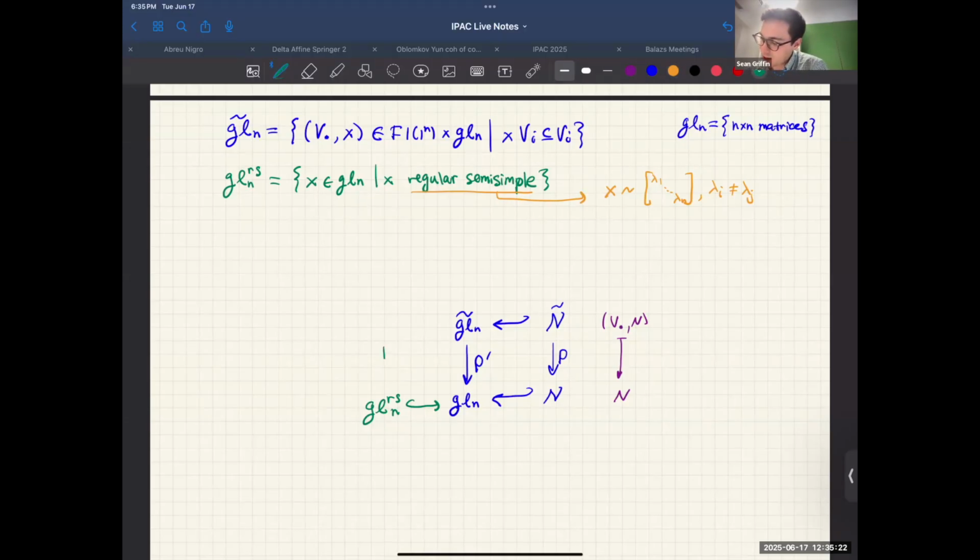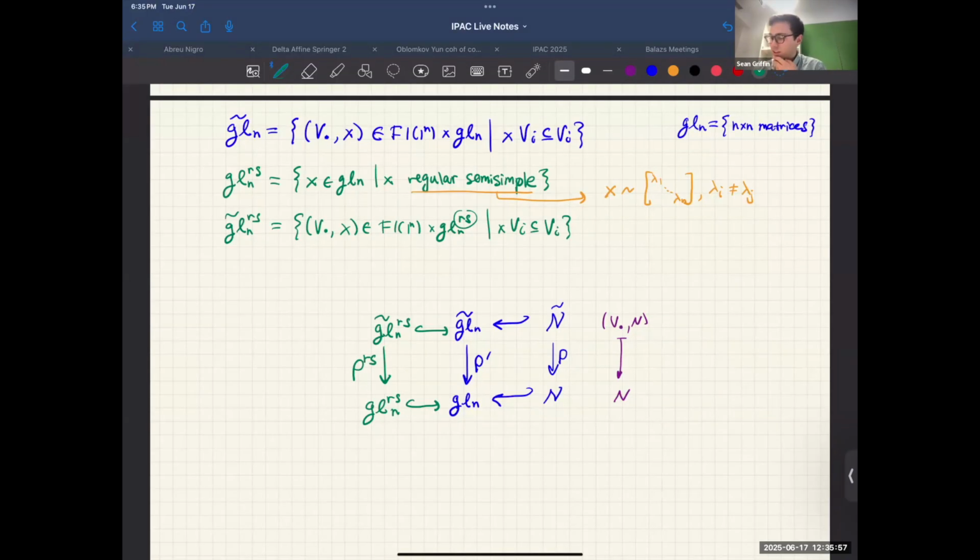And then we can extend the upper space in the similar way as before, just now restricting ourselves to only the regular semi-simple ones. I called this rho RS to distinguish it.